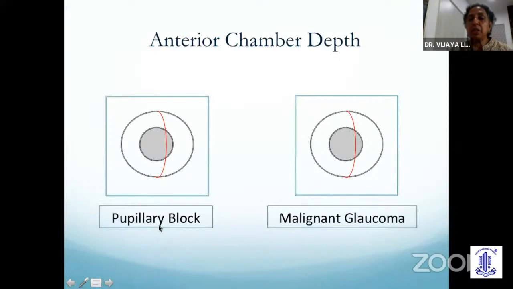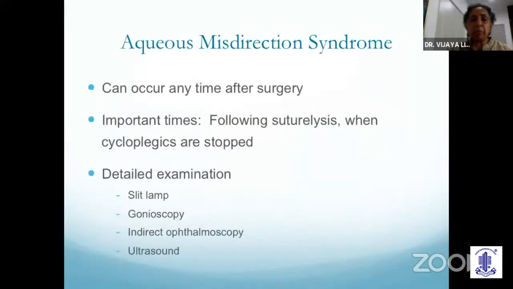How do we differentiate pupillary block from malignant glaucoma? They both will have a shallow anterior chamber. If you examine carefully with the slit lamp, in pupillary block you will still have space between the lens and the cornea, in the central part you will have space, whereas with axial shallowing it is a uniform shallowing, there won't be any space. That's how you differentiate, looking at the anterior chamber depth, pupillary block and aqueous misdirection, or popularly called malignant glaucoma.